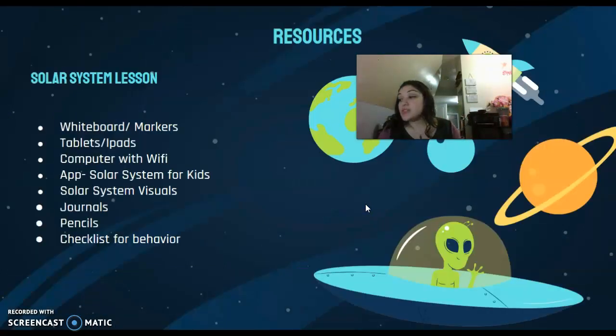And then for my resources, for my solar system lesson, I will be using whiteboard markers, tablets/iPads, a computer with Wi-Fi, the app, which will be Solar System for Kids. I will also use solar system visuals, and students will have their journals and pencils, and I will be using a checklist for behavior.